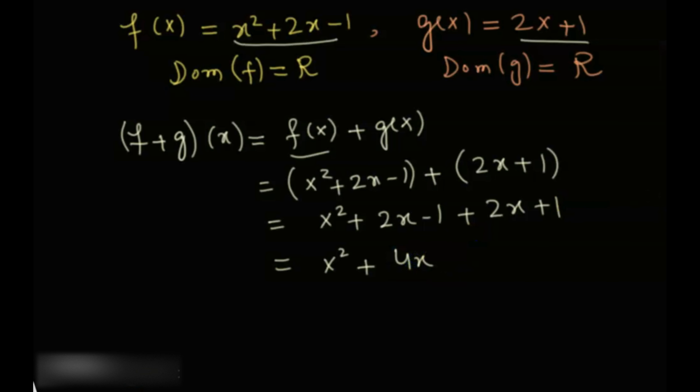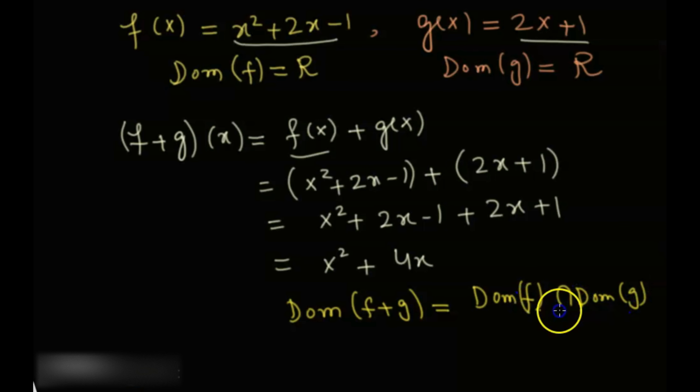Now I can ask you, what is the domain of this new function, which is the sum of these two functions? The domain of f plus g is equal to the domain of f intersection with the domain of g. You know that the domain of f is all real numbers, and the domain of g is all real numbers, and the intersection is R. So the domain of this new function is also the set of all real numbers.